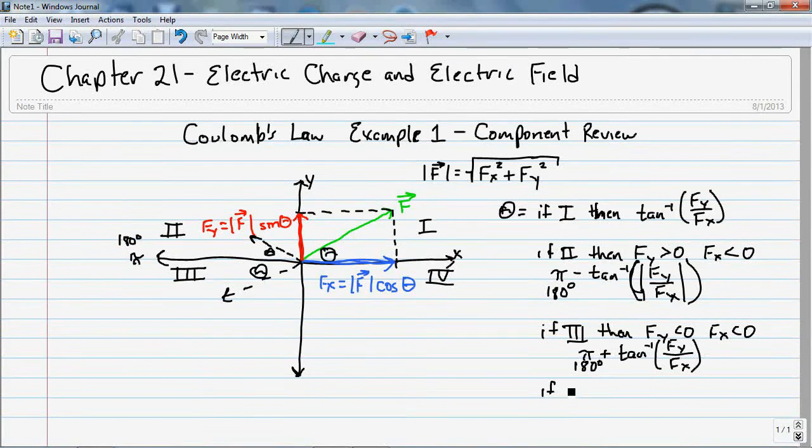And if 4, then Fy is less than 0 and Fx is greater than 0. And I can do this so many different ways. I can view this as a negative number. I don't mind in the fourth quadrant being a negative. So minus arctangent of Fy over Fx, and I need to put an absolute value sign in here. So that's one possibility.